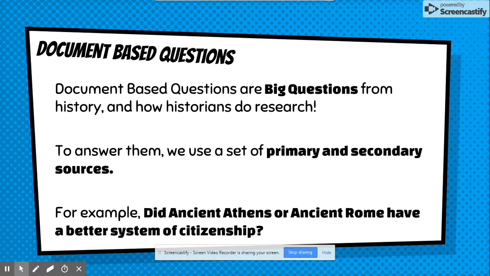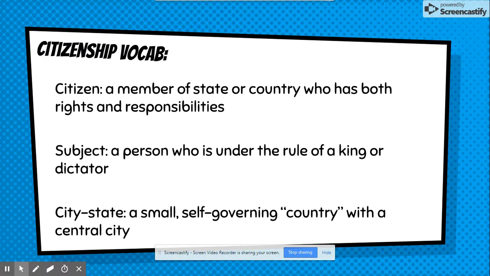So let's look at some key terms that you're actually going to need to answer that question. If our question is, did ancient Athens or ancient Rome have a better system of citizenship? Well, the first vocabulary term you're going to need is citizen. What is citizenship? Okay. Well, a citizen is a member of a state or a country who has both rights and responsibilities. Okay. So you've got to be part of your country, right?